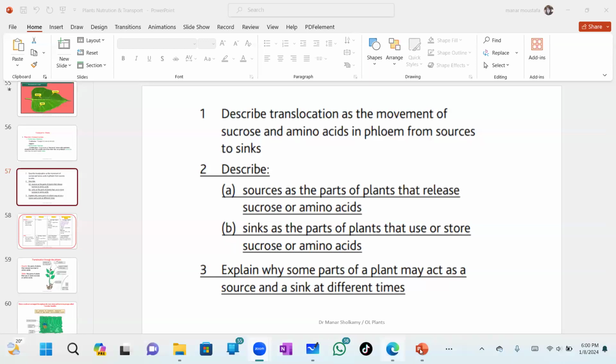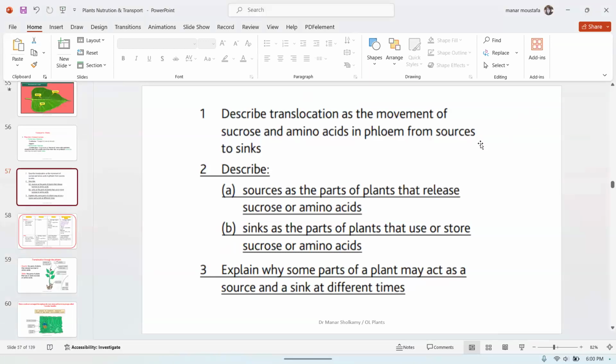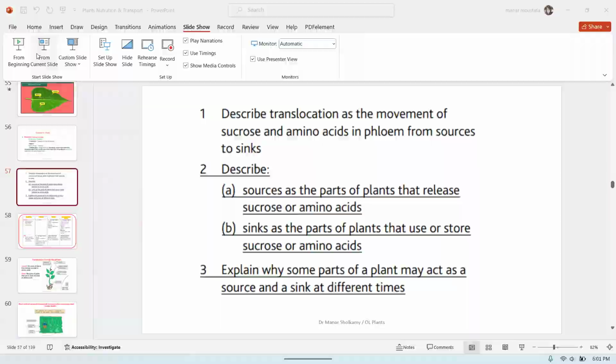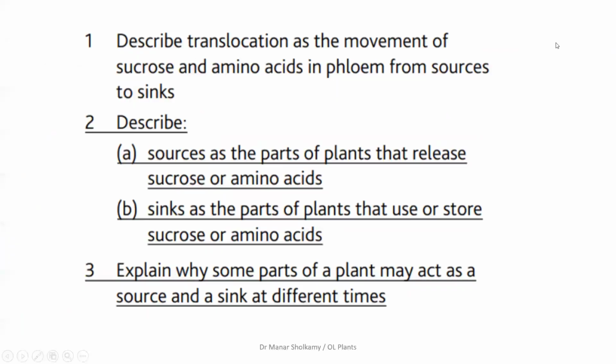Today is a very important session because today we will focus on the supplement material. I will share my screen. Okay, now the supplement material starts with this objective, and that objective was added to the new syllabus. Now we will read the syllabus together. It states here, number 1, describe translocation as the movement of sucrose and amino acids in the phloem from the source to the sink. So we will start with translocation and defining what it is.